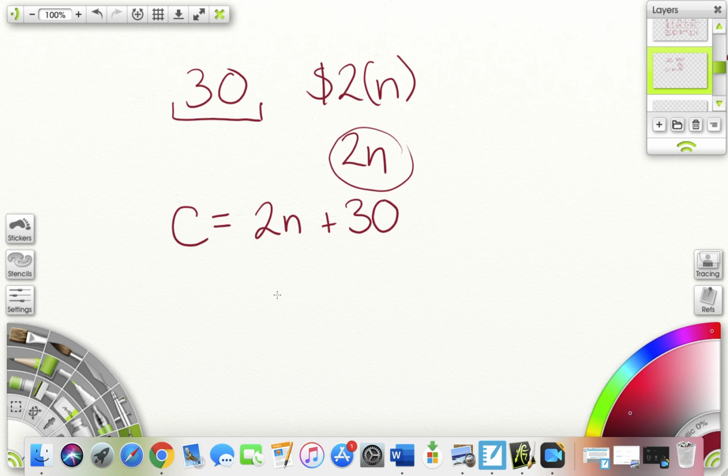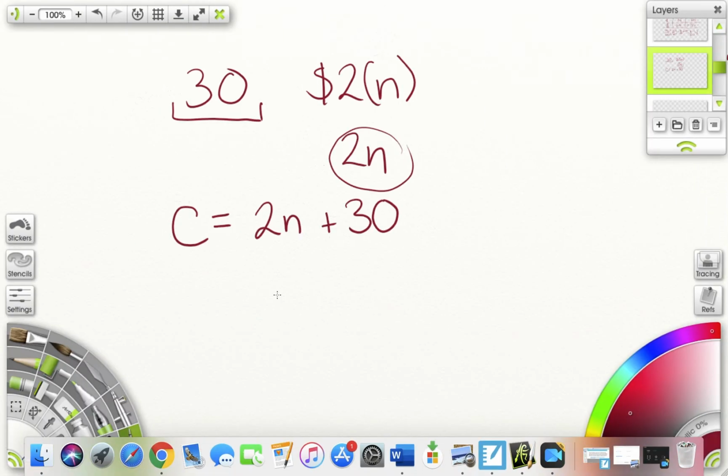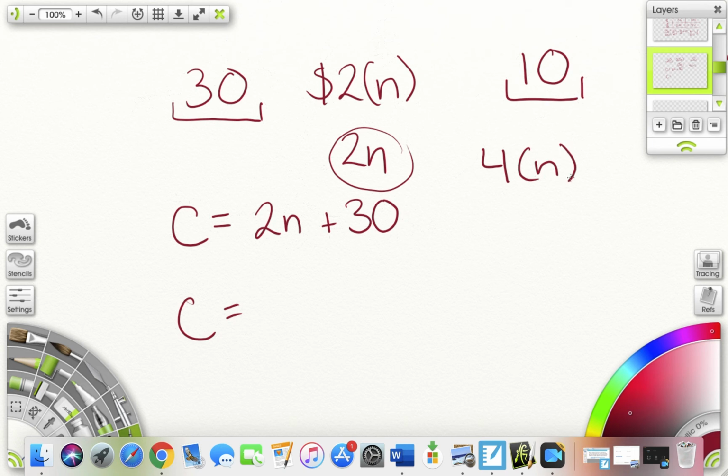The next option, option B, is $4 per movie and a $10 fee to join. So the $10 fee to join stays on its own because it's always just going to be $10. And in this case, it's $4 per movie, and it'll be multiplied by the number of movies I choose to see. So it'll be 4n. So 4n plus 10. So $4 times the number of movies I choose to go watch plus the $10 fee to join. So those are my two expressions.